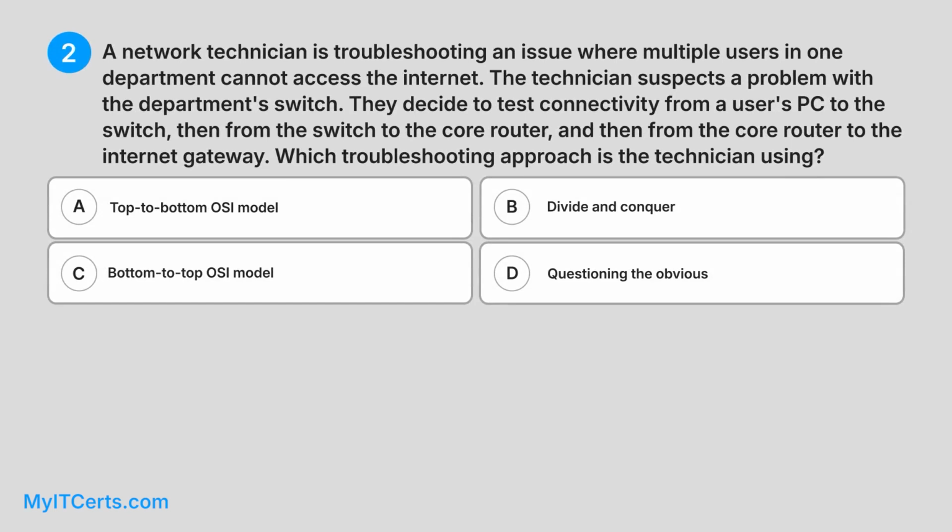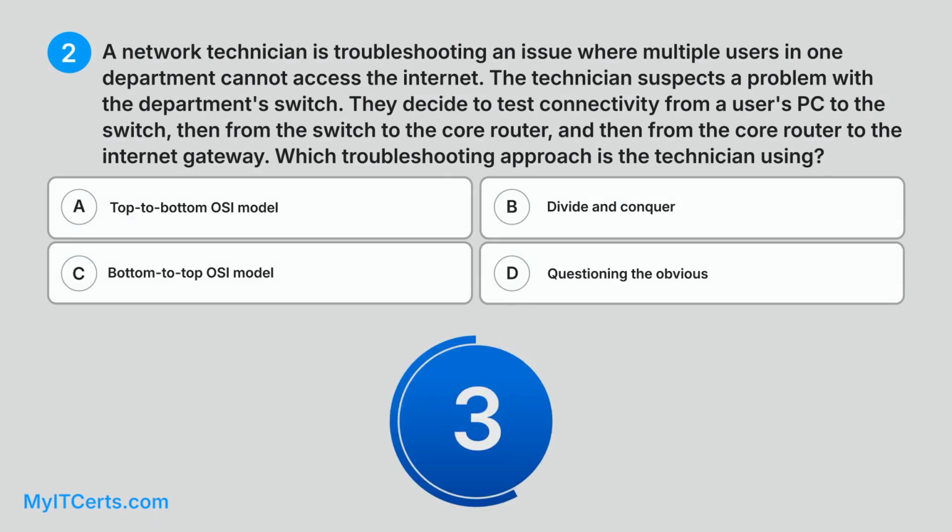Two, a network technician is troubleshooting an issue where multiple users in one department cannot access the internet. The technician suspects a problem with the department switch. They decide to test connectivity from a user's PC to the switch, then from the switch to the core router, and then from the core router to the internet gateway. Which troubleshooting approach is the technician using? A. Top-to-bottom OSI model. B. Divide and conquer. C. Bottom-to-top OSI model. D. Questioning the obvious. Can you guess the answer?